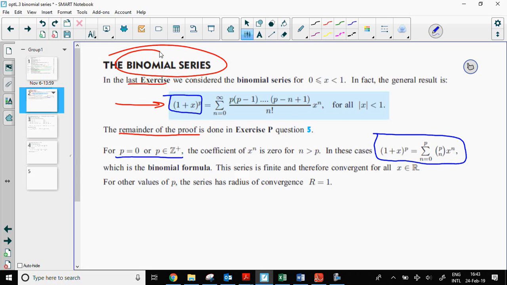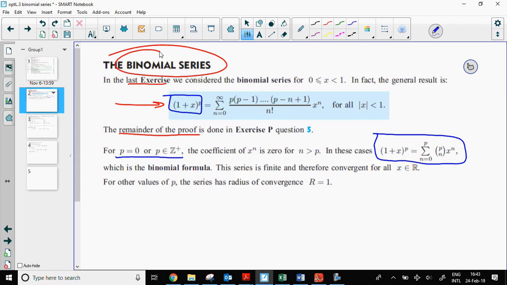Here now we're going to generalize this. Find out what would happen if p was not a positive integer. What would happen if it was just some rational number? What if it was negative? Oh my gosh. So we can work this out.